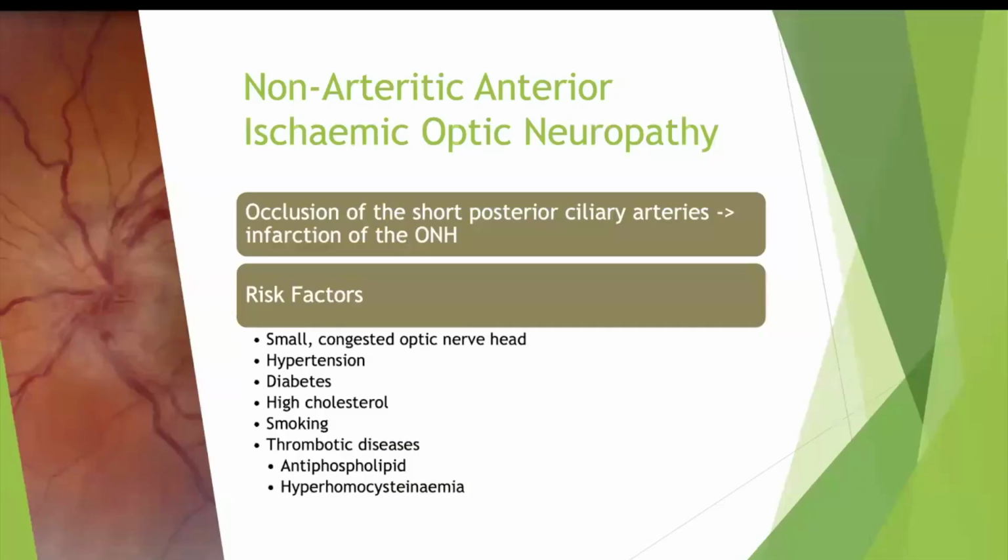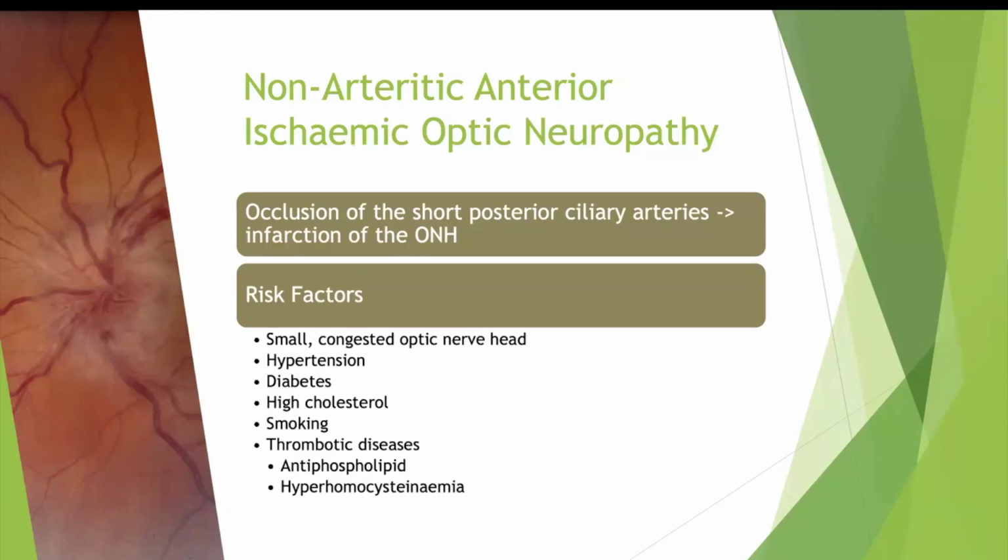So moving on to the non-arteritic, these are patients who have an occlusion of the short posterior ciliary artery. So what essentially happens is that the optic nerve head starts to die. Now, why that happens, usually it's more risky in patients who have very small congested nerve heads. It's associated with your usual cardiovascular risk factors, things like hypertension, diabetes, hyperlipidemia, smokers, for example. And there's also associations with thrombotic diseases like antiphospholipid syndrome, for example.